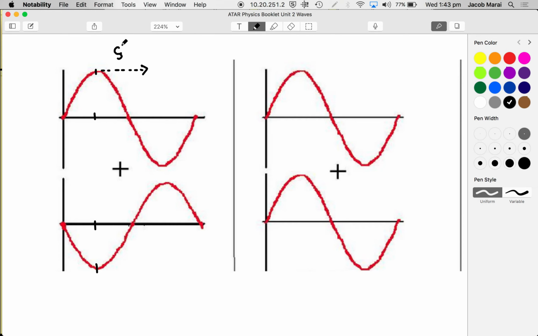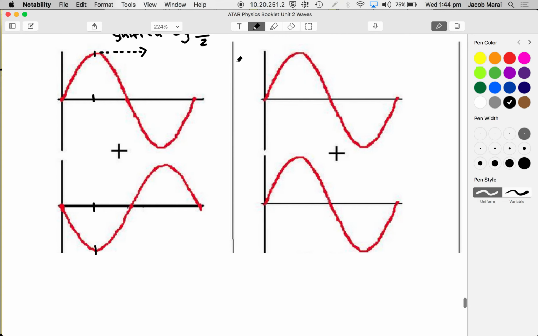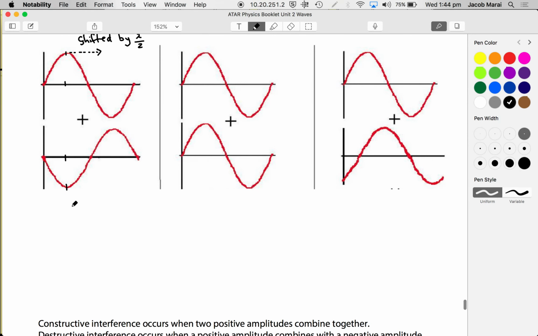Shifted? That's an S. Shifted. Okay? And so just below that, gentlemen, could we please draw a very simple flat line? Zero amplitude.